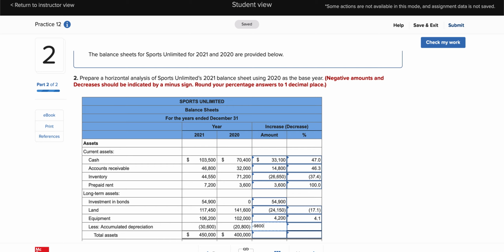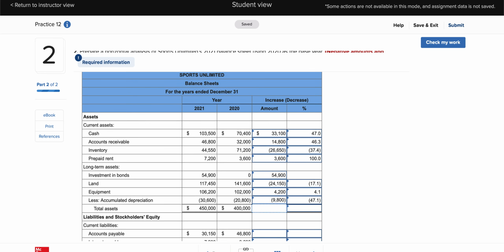It's technically, that represents 47.1. The total assets increased by $50,000, and that is 12.5%.